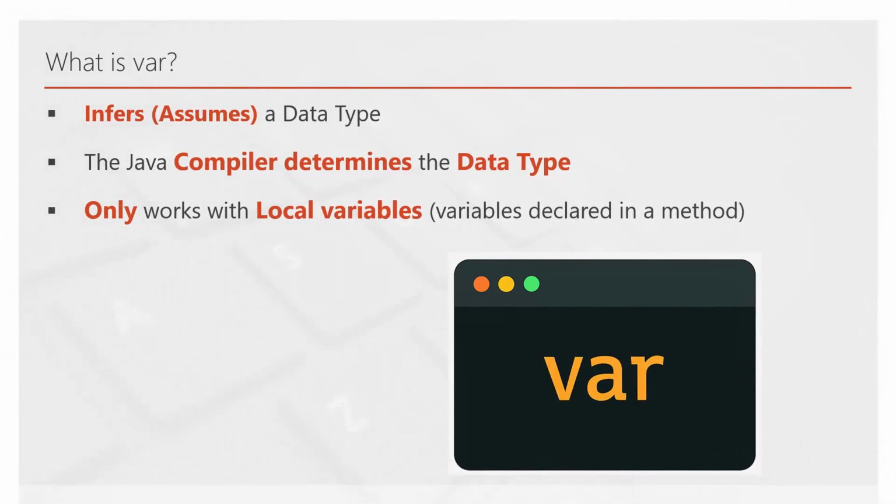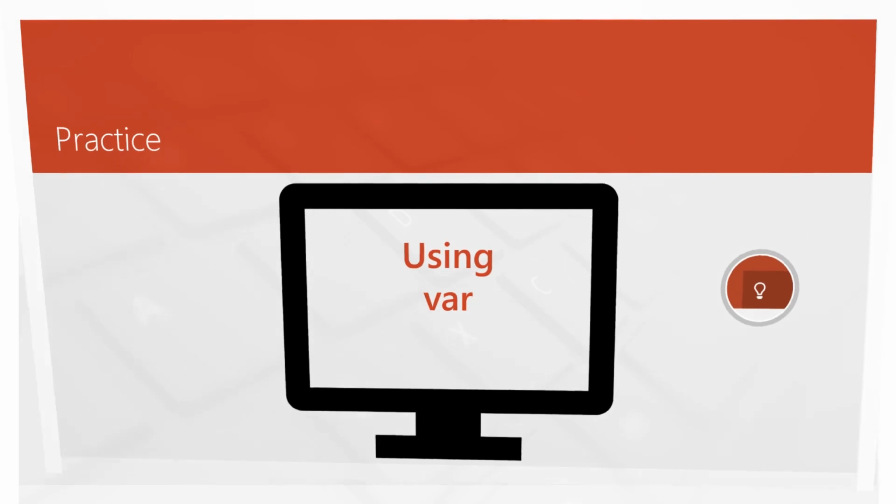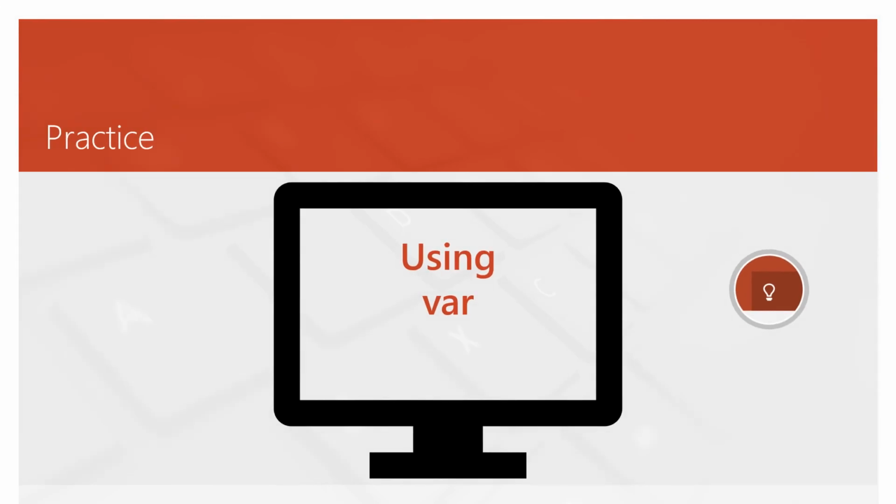The var keyword infers or assumes a data type. So this means that the Java compiler will determine your data type without you explicitly specifying one. Now, var only works with local variables, which are variables declared inside of a method. For coding practice, we will use var.